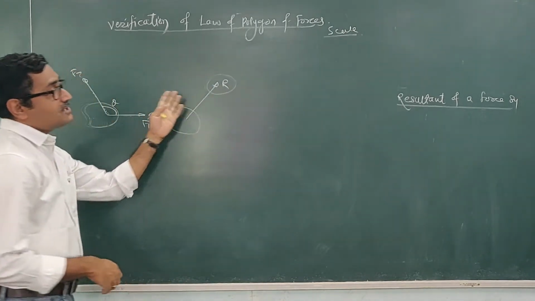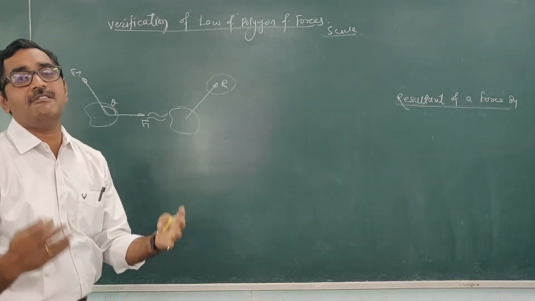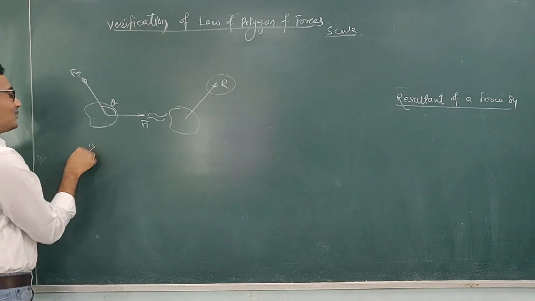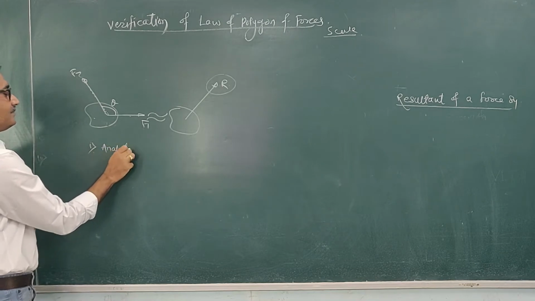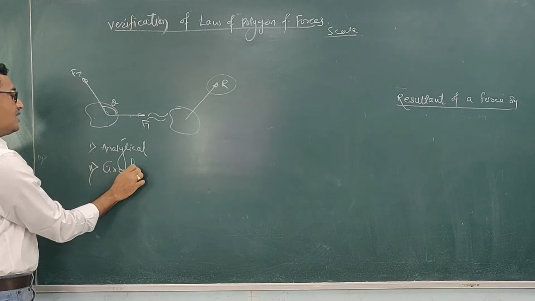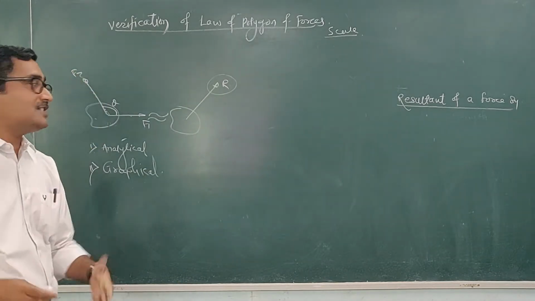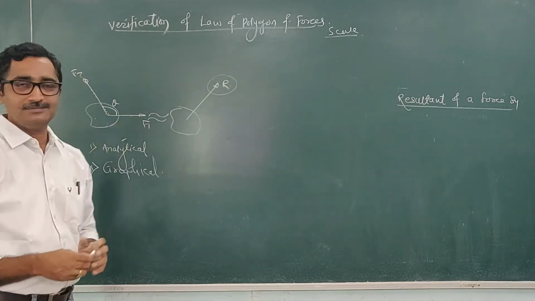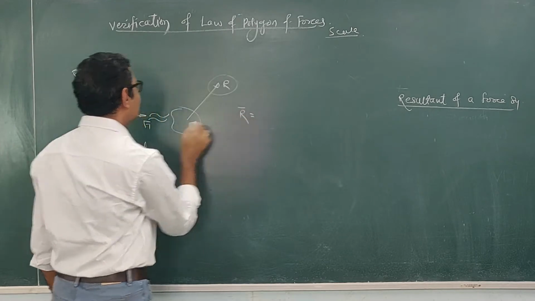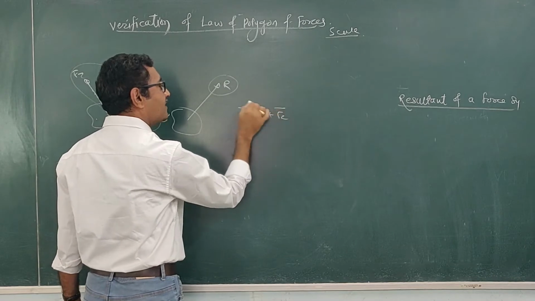Then which are the different methods to find out the resultant? Which are the different methods to find out a single equivalent force? To find out the resultant, there are two methods. One is the analytical method, the other one is the graphical method. Before explaining these, let me tell you, since it is a single equivalent force for these two, this resultant force is nothing but the vector summation of these forces. If I take the vector summation of these forces, I will get the resultant force.